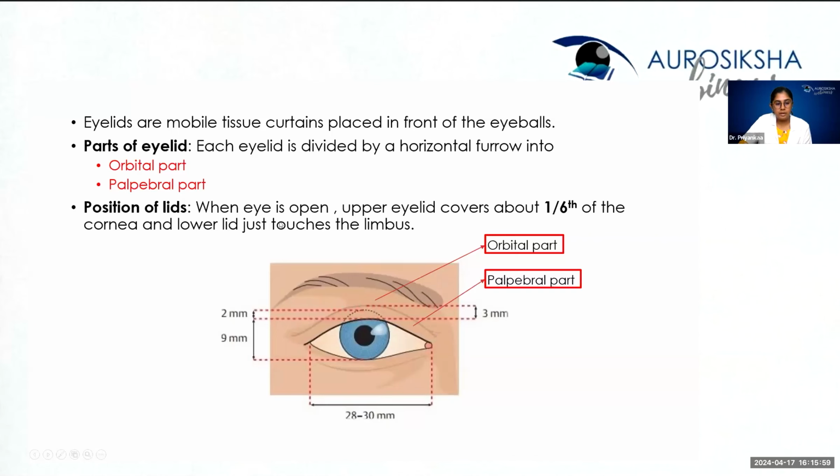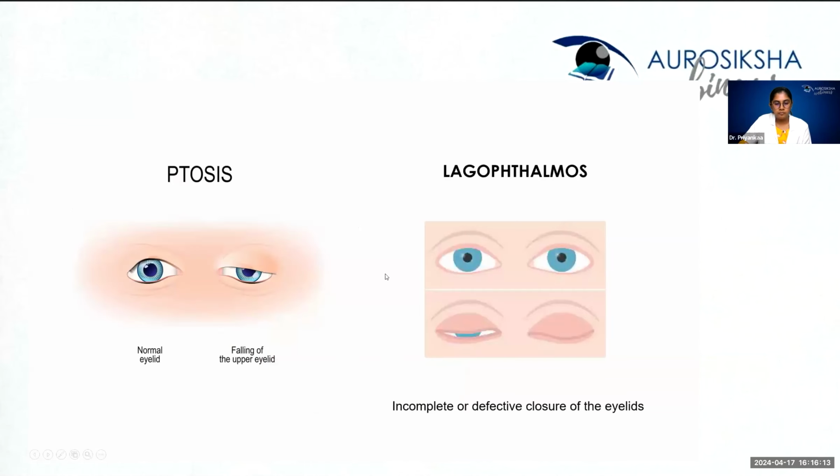The position of the lids is very important. When the eye is open, the upper eyelid covers about 1/6 of the cornea, that is, approximately 2 mm of the cornea, while the lower lid just touches the cornea. This is important clinically because of drooping of the upper eyelid. As you can see here, it is covering 1/6 of the cornea, and here it is just touching the limbus. But this is not similar to this. There is a drooping of the eyelid. The drooping or falling of the upper eyelid is called ptosis.